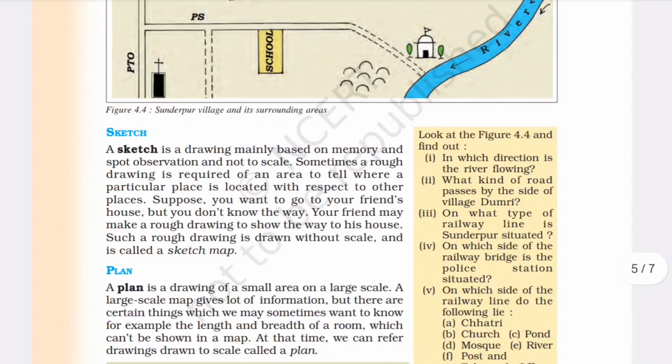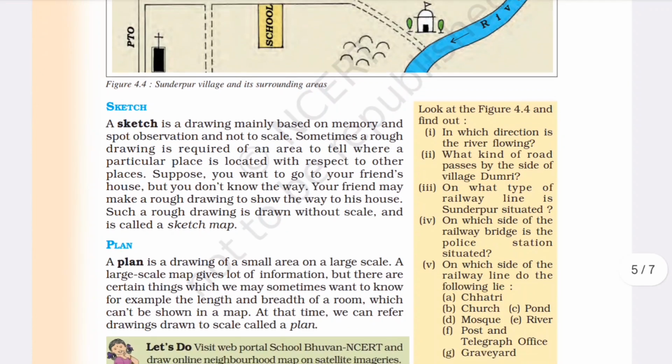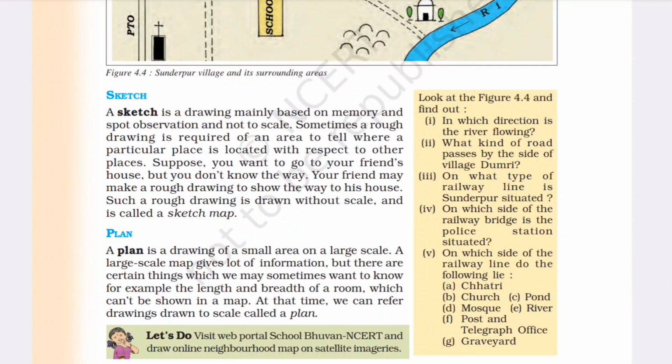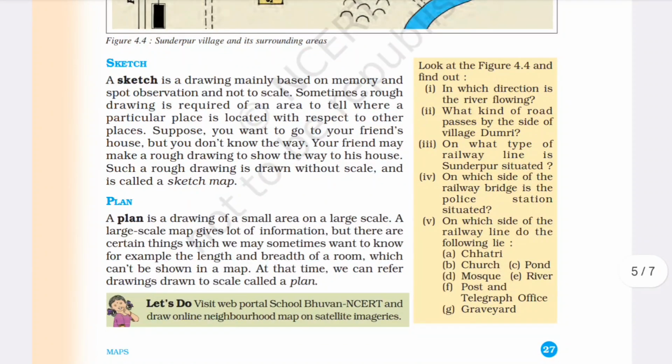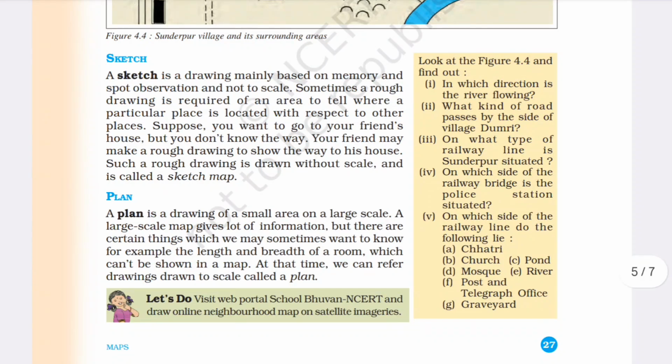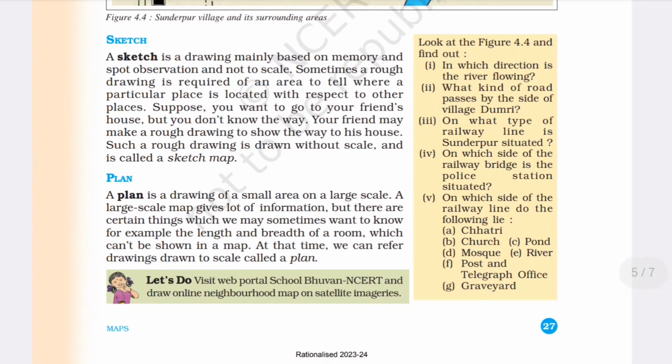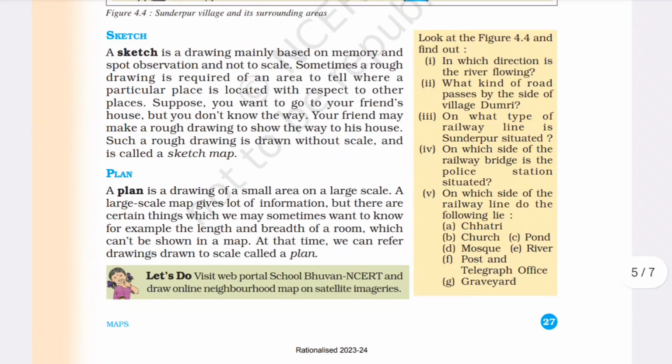Sketch. A sketch is a drawing mainly based on memory and spot observation, not to scale. Sometimes a rough drawing is required of an area to tell where a particular place is located with respect to other places. Suppose you want to go to your friend's house but you don't know the way. Your friend may make a rough drawing to show the way to his house. Such a rough drawing is drawn without a scale and is called a sketch map.